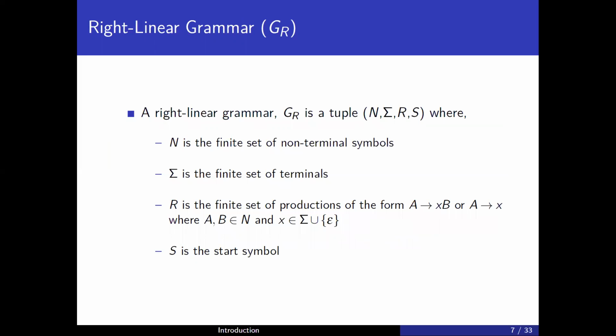Now let's look at the definition of a right linear grammar. Here we're given a tuple where N is the set of non-terminals, sigma is the set of terminals, R is the set of rules where all the non-terminal symbols appear to the right of the terminal symbols, and the start symbol S. Again, let's take an example.